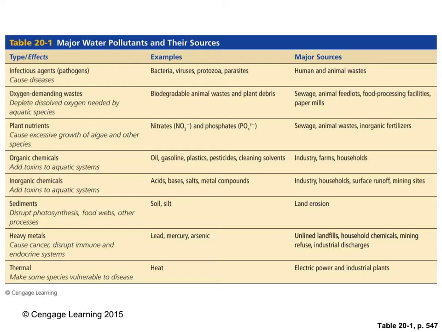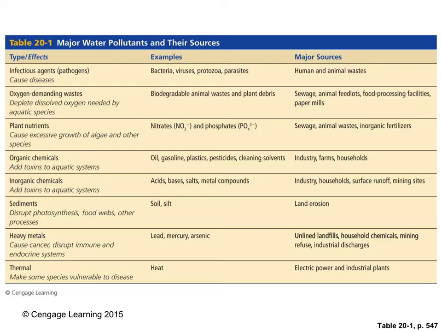Plant nutrients, we've talked extensively about that, nitrates and phosphates. Where does that come from? Again, sewage, animal waste, inorganic fertilizers. Organic: oil, gasoline, plastics, pesticides, cleaning. We'll see some pictures later of just how nasty it is in the oceans and how polluted they become from things like plastics. Inorganic chemicals, acids, bases, salts, metal compounds.